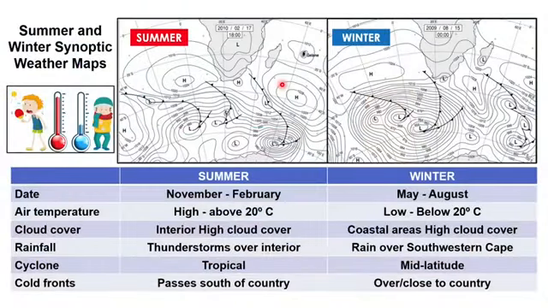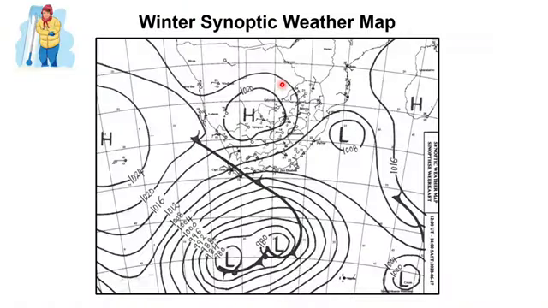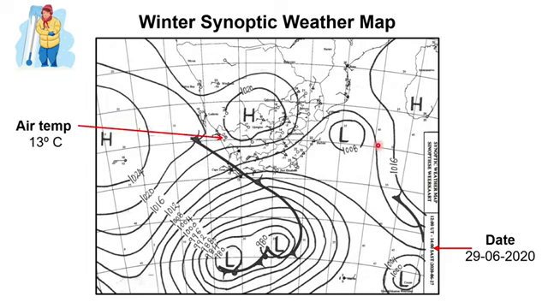Let's go back to our map. A winter synoptic weather map. Here's a typical winter synoptic weather map. We could check the date. The date is over there, 29th of June. The air temperature, I'm not sure if you can see it, but the weather station models over South Africa show relatively low temperatures. The particular weather station model that we are pointing towards has an air temperature of 13 degrees Celsius, which is relatively cold. We can see the mid-latitude cyclone, and remember, it's not just that it's present, but we can see there, the cold front.